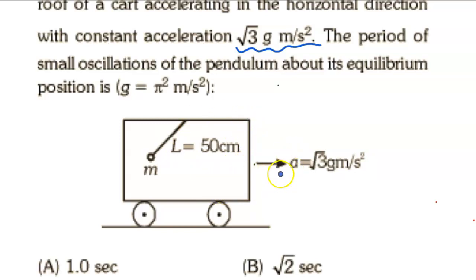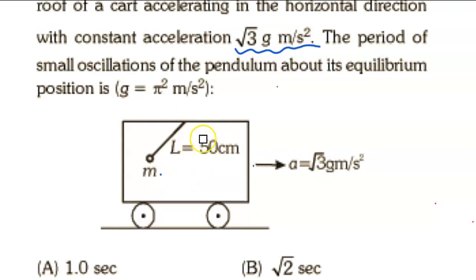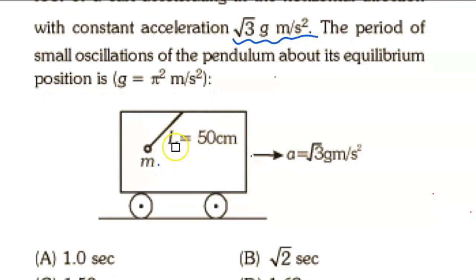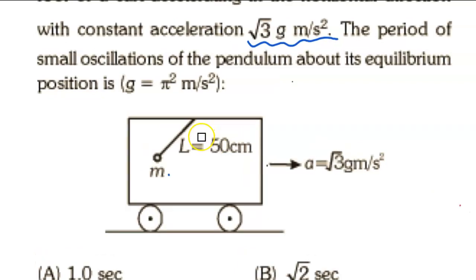If it is not accelerated, a simple pendulum will oscillate about the vertical line. Is that clear? This pendulum will be in vertical direction and it will oscillate like this. But in this situation, because we have an accelerated cart, it will oscillate about its new equilibrium position. So first we have to find the new equilibrium position.